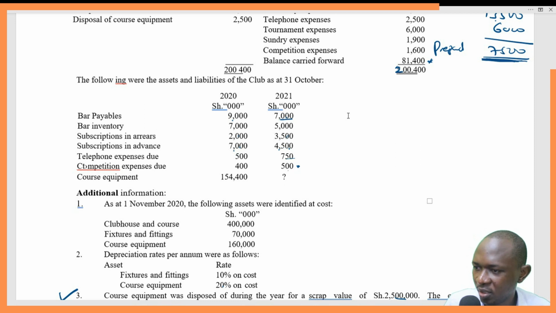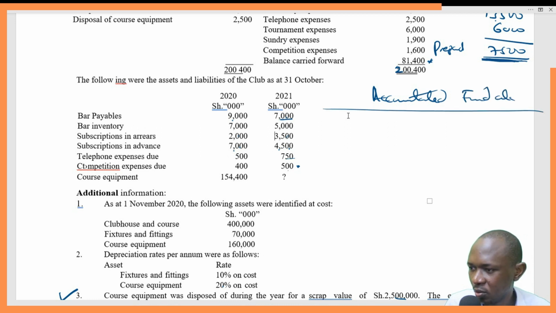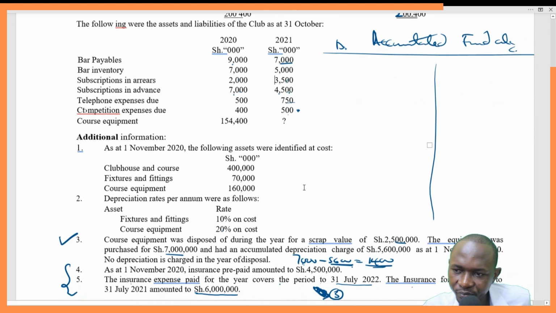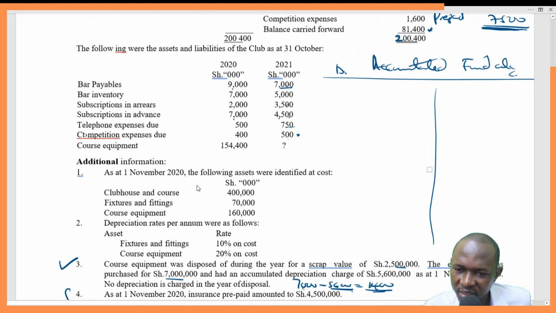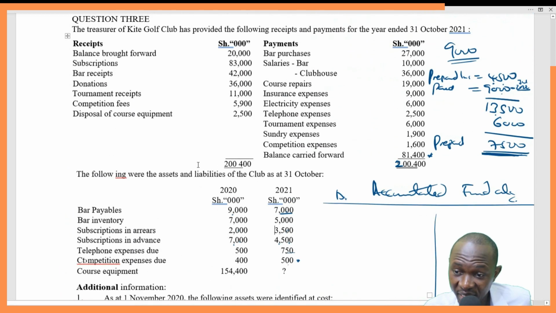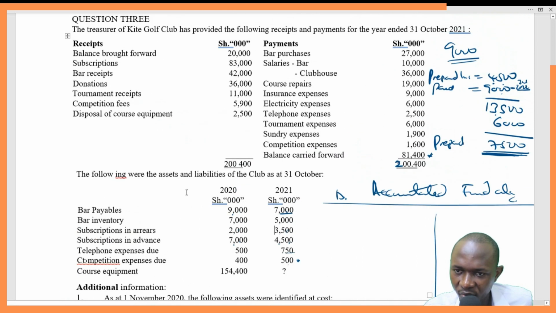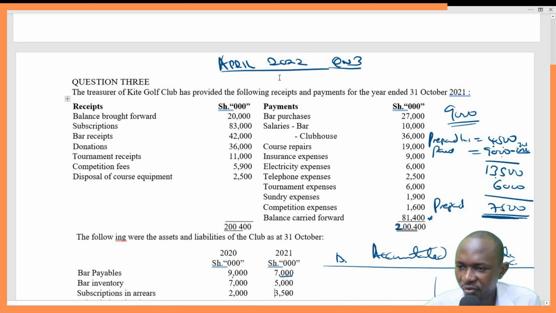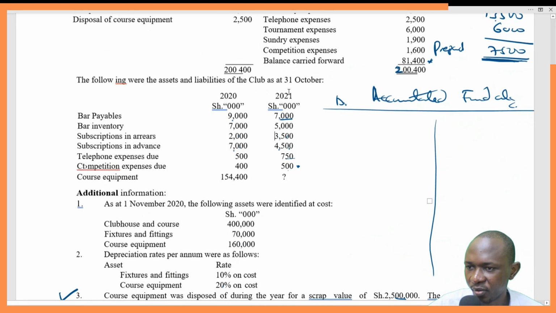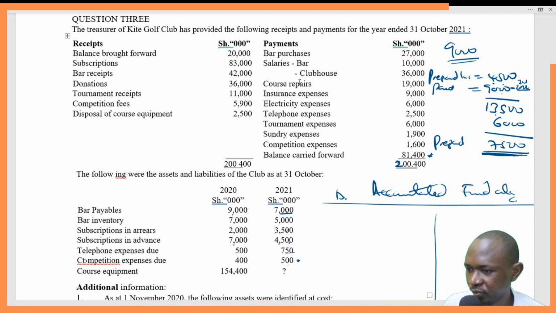So the accumulated fund account. We'll have the debits and the credits. So let's get the assets. It's just a matter of collecting the assets at the beginning of the year. That will form our beginning capital. So at the beginning of the year, balance brought forward, this is bank, 20,000.